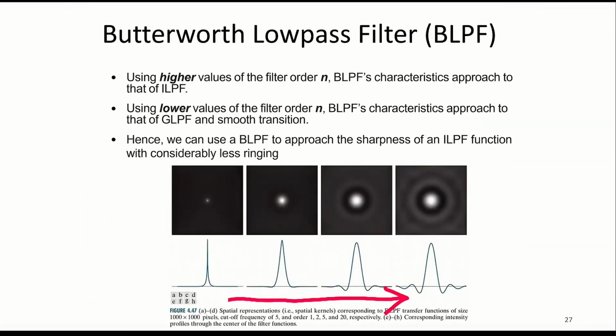But again, the problem even with the Butterworth is that when n becomes very high, you will still get the ringing effect, but it will not be so severe as compared to the ideal low pass filter. So I will say that this filter is in between the Gaussian and the ideal low pass filter.